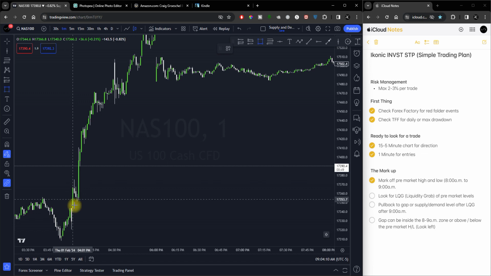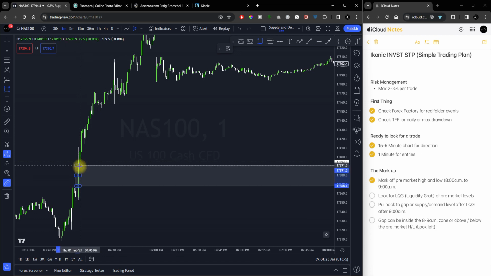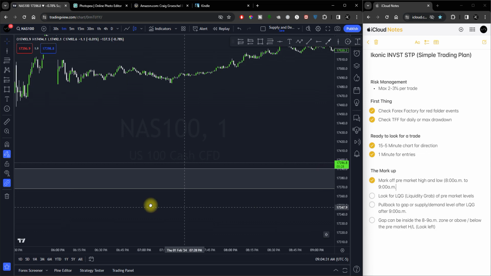So we do have this little demand area right here. We have a gap here as well. So the market could come anywhere in here and retrace. Anywhere down here. At this point, we don't know, right? Just nothing but speculation. I'm just going to mark that off as a gap.